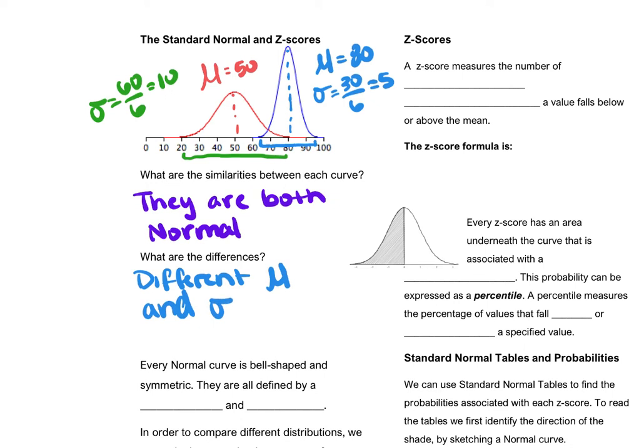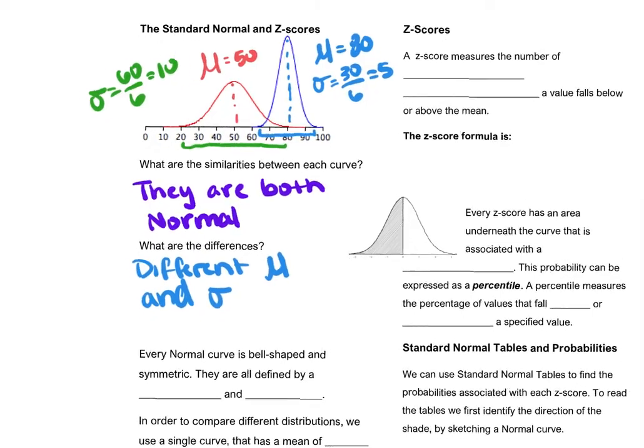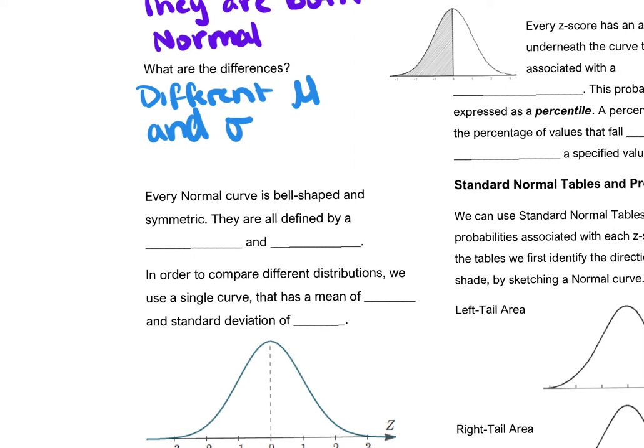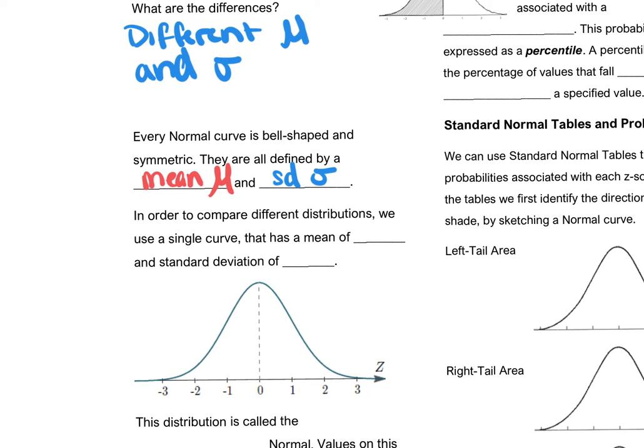So the problem exists now. We want to try to compare these things. It's too hard to compare them like that. Well, we have a solution for this. Every normal curve is bell-shaped and symmetric. They are all defined by their mean, remember that it's mu, and the standard deviation, sigma. If you want to compare different distributions now, we use this single curve that always has a mean of 0 and a standard deviation of 1.